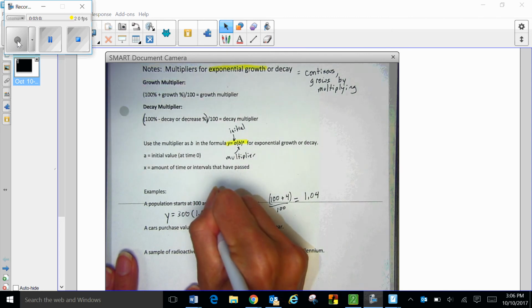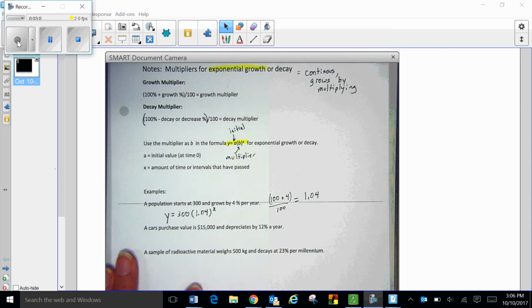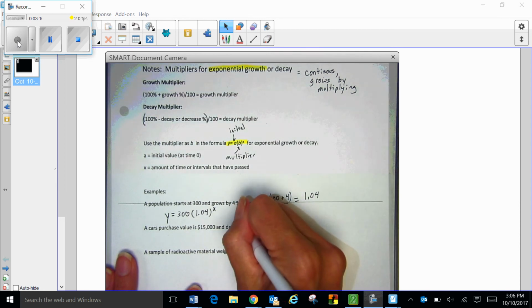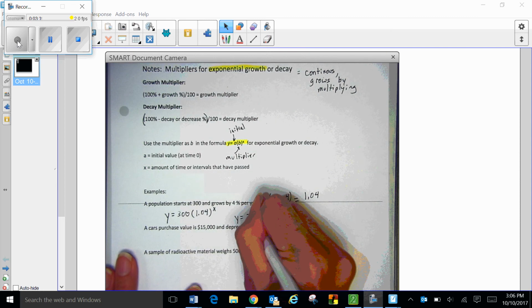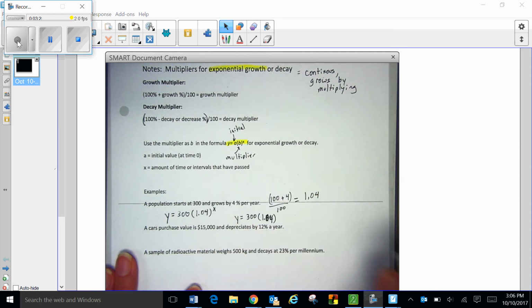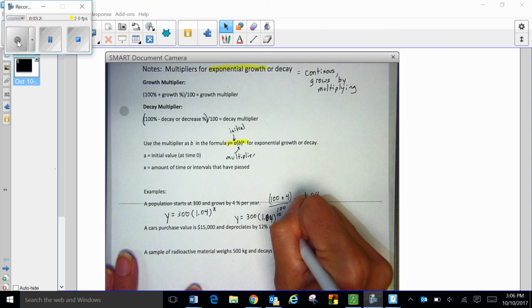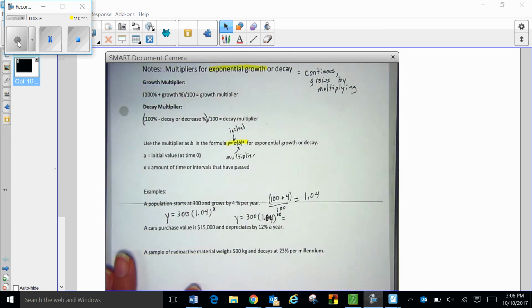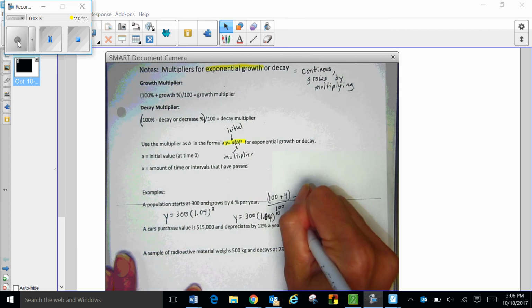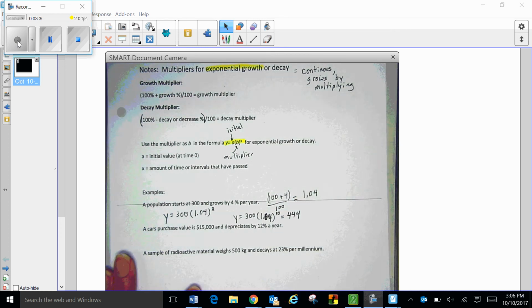If I were to ask you, well, okay, how much do you have after 10 years? Then we'd simply fill in 10 for x. Quick example, so y equals 300 times 1.04 to the power of 10 would give us how much there is in 10 years. And I believe when I stick that in my calculator, I get 444. If you don't know how to get it in the calculator, ask a teammate. Somebody in here will know.